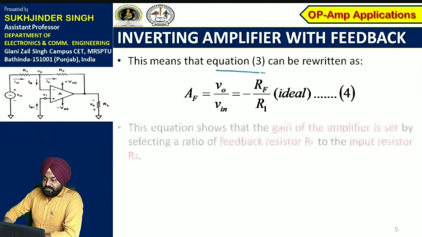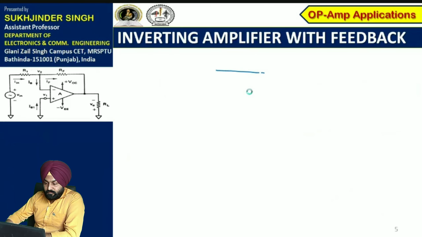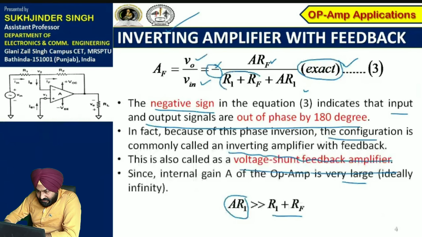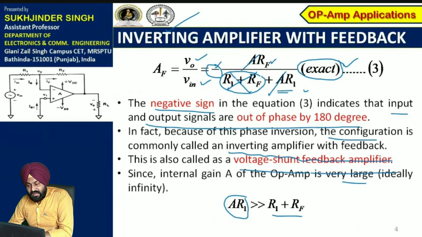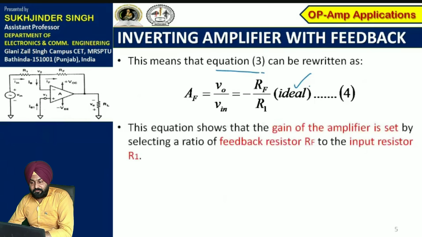This means equation 3 can be rewritten as AF is equal to V naught upon V in. If we neglect this term in reference to AR1, then A will be cancelled out and you will get minus RF by R1. So this is referred to as the ideal gain of an inverting amplifier with feedback.